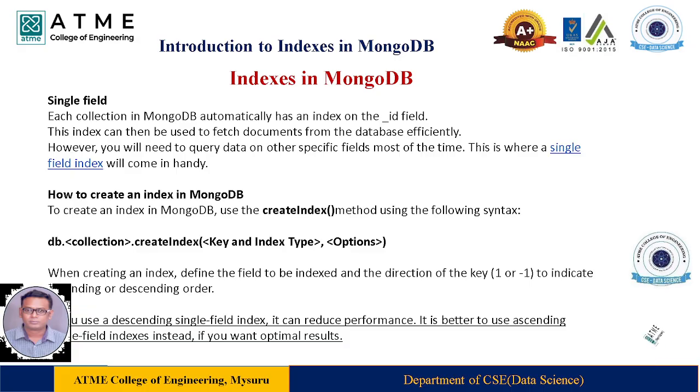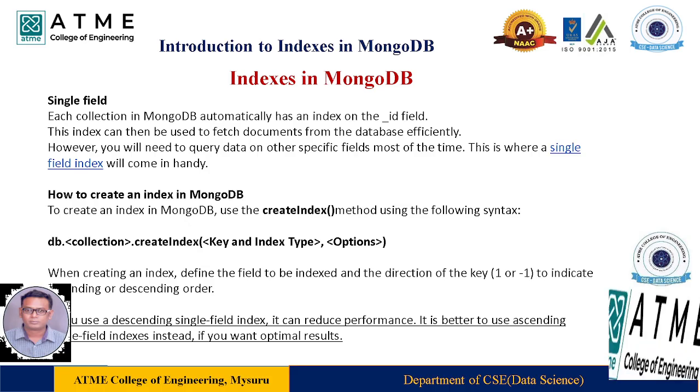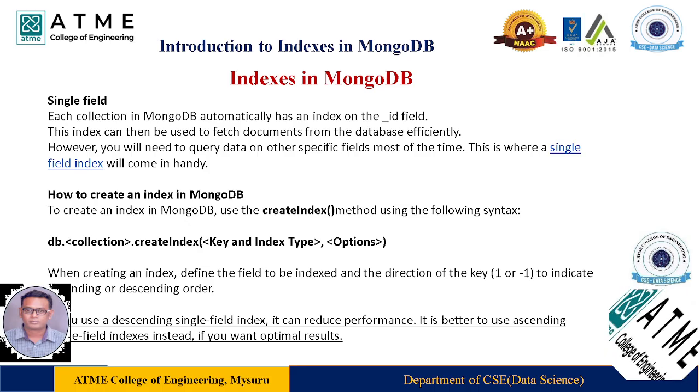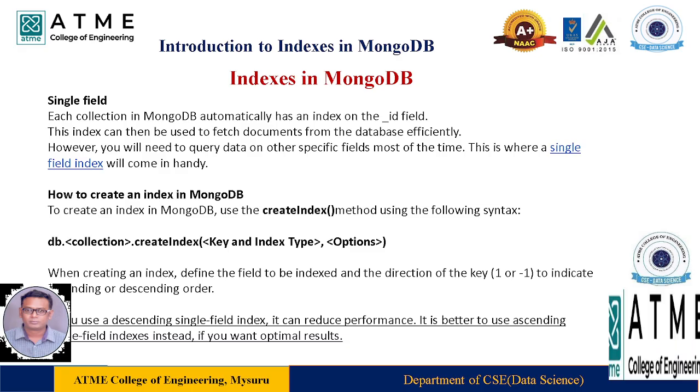Going next, we discuss what a single field index is. As I told earlier, a single field index is created on a single field. By default, in each collection, MongoDB automatically creates an index on the _id field. This index can be used to fetch documents from the database efficiently. However, you need to query data on specific fields most of the time. This is where a single field index comes in handy.